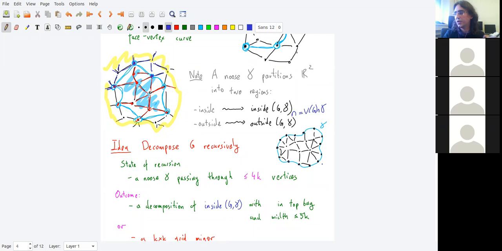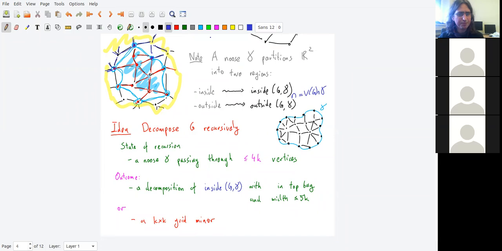So the state of the recursion in the proof will be given by a noose. At every point, I will have a noose gamma that encloses some part of the graph, some subgraph. And this noose should be short in the sense that it will pass through at most 4k vertices. What the recursion step should do, the outcome of the recursion step, should be that I am able to produce a tree decomposition of the subgraph induced by the inside of this curve, with all these vertices on the boundary in the top bag. This is the usual condition that will allow us to glue this tree decomposition to something from the previous level. And the width should be at most 5k as expected.